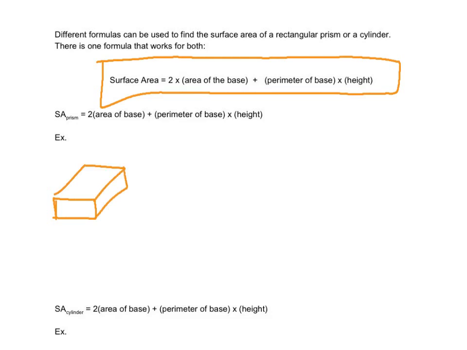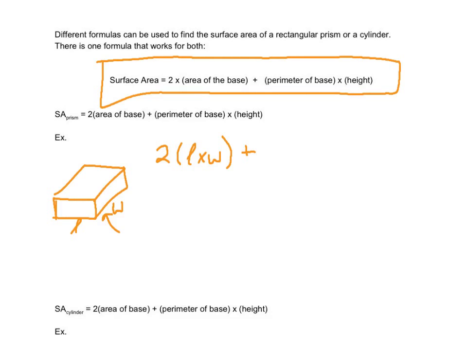we could determine what the base is. You could choose any of the faces as the base, but say we choose the bottom as the base. The bottom is going to have a length and a width, and so if we determine the area of the base, we're going to go 2 times the area of the base, which is length times width. We're going to add that to the perimeter of the base times the height.